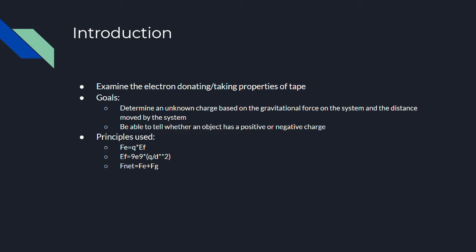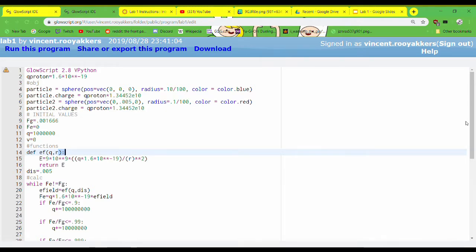And again, we use Newton's second law here, which is the sum of all forces. Since the object's not moving, it has no acceleration, so therefore the net force has to be equal to 0. And this is how we can determine that the electrical force will equal the gravitational force. Let's look at my computer model.